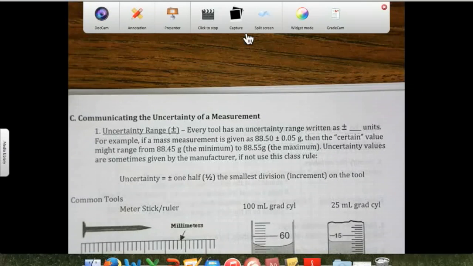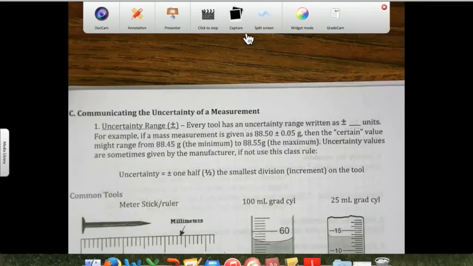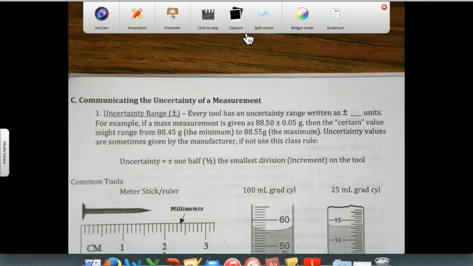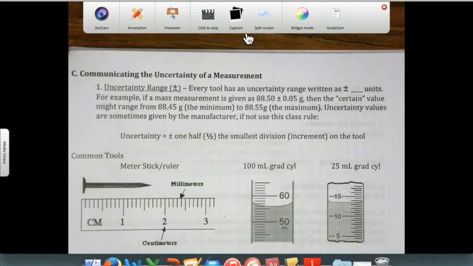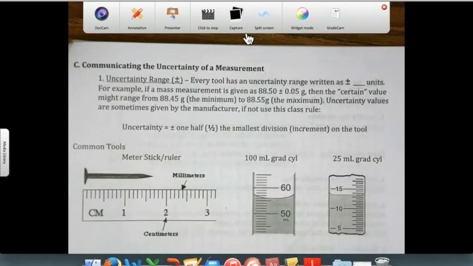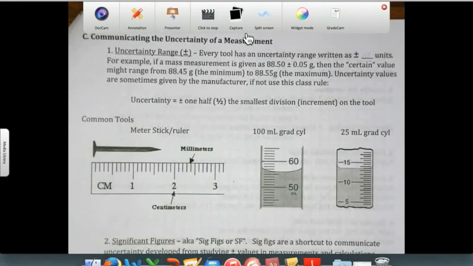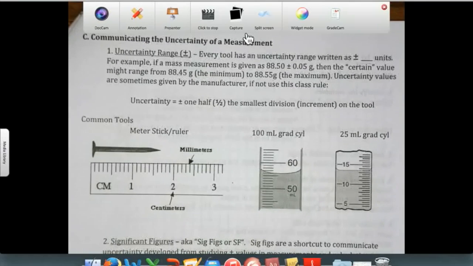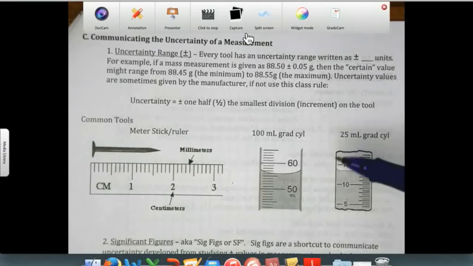If not, use this class rule. So in class, we don't always have access to those manufacturer's notes, so we're going to use this class rule. Uncertainty is equal to plus or minus 1/2 the smallest division on the tool. So we're going to look at some common tools that we have here in the classroom, and we're going to talk about uncertainty. So, for instance, we have a meter stick or a ruler. I'm sure some of you are very familiar with that. And we also have 2 graduated cylinders here. So you will definitely be exposed to those. You've already used those in the classroom. So we're going to talk about those first.